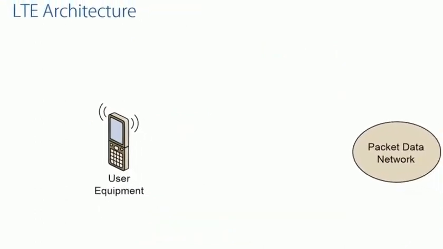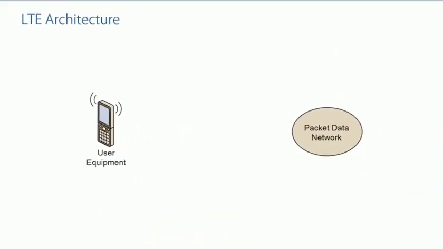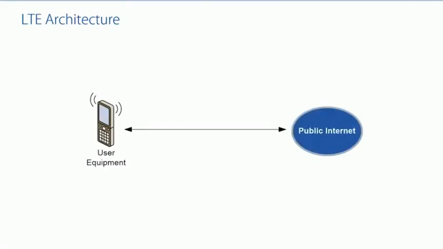So let's take a look at the LTE network architecture itself. Now, LTE is designed to provide connectivity between a user equipment and a packet data network of some description. So in early LTE deployments, that's generally the public internet. But it could just as well be a corporate LAN of some description, or indeed an IP multimedia subsystem. And this is what you'd expect to see for voice over LTE services.